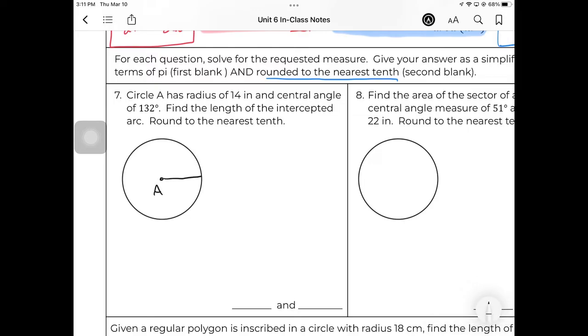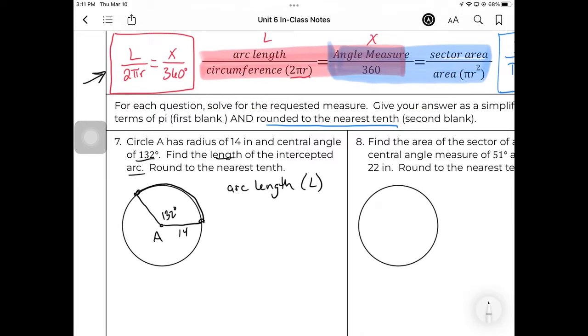So if I've got circle A, mark the center A, with a radius of 14 and a central angle of 132 degrees, I'm going to take another radius and make that 132 degree angle. It doesn't have to be exact, but you should recognize 132 is bigger than 90. It's an obtuse angle, but it's still less than 180. I should be able to find the length of the intercepted arc, or arc length, from here to here. And arc length, remember, is that capital L. So I'm using this formula.